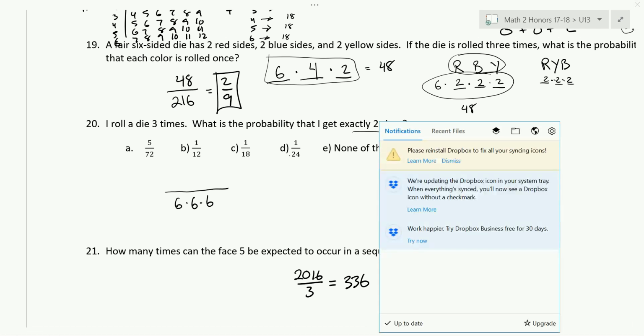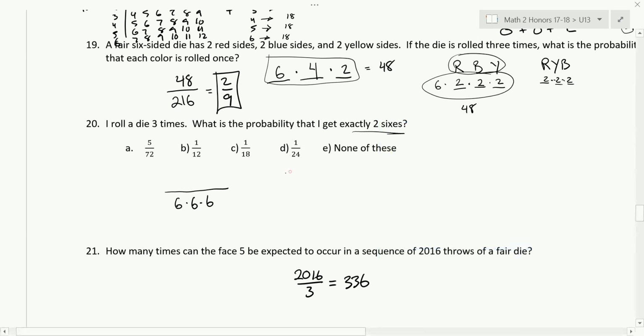Yeah. 1 times 1 times 5. Okay, and that's going to be, you guys see why 1, that's the first one's a 6, the second one's a 6, and the third one's not a 6, right? And say there's 5 different ways. And we can list them out. You got the 661, 662, 663, 664, 665.